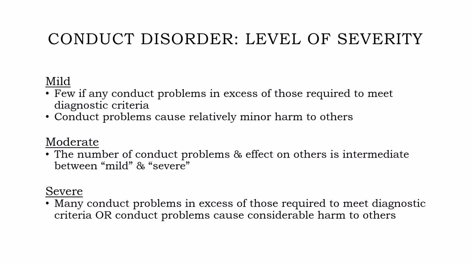Now with level of severity, we've got mild, moderate, and severe. So of course mild is going to be where we've barely made it to diagnostic criteria, and the symptoms that do meet criteria are on the lower level of general severity. This is going to be stuff like lying, truancy, staying out past curfew without permission, or just general rule breaking.